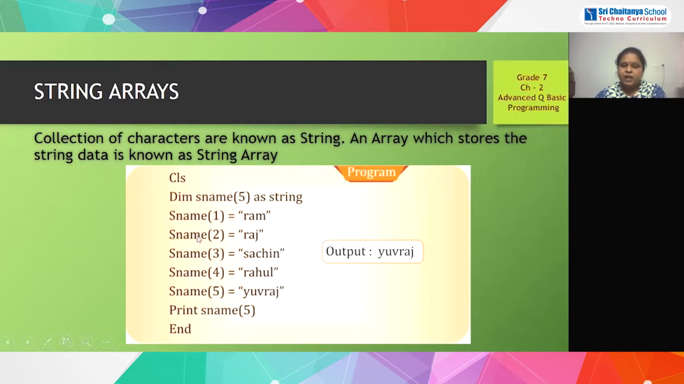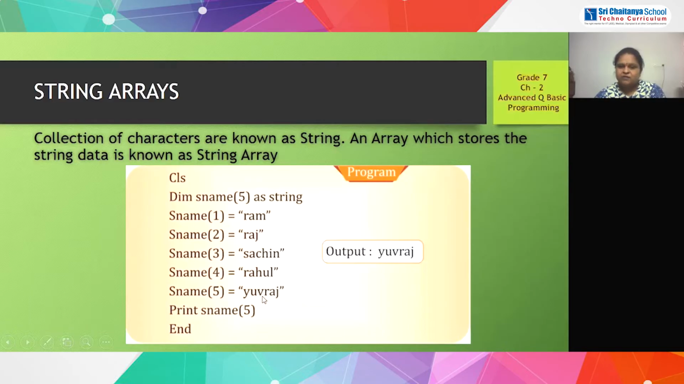So now I want to print only sname 5. So what I am doing? I am just printing sname 5 and ending the program. So when you run the program, what is the value saved in the sname 5 variable?